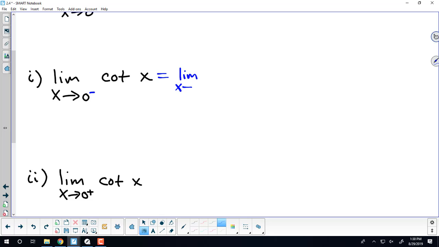So that's the limit as x approaches 0 from the left. And cotangent was what? Cosine over sine. Now, when we think about it as a quotient, that puts us right back to how we were thinking about the last three examples. What's the numerator doing? What's the denominator doing? So as x approaches 0 from the left, what does cosine approach? 1.